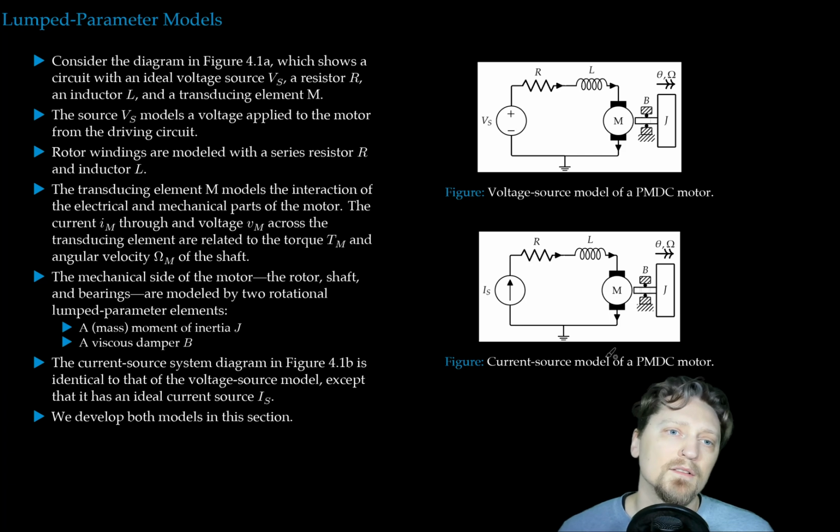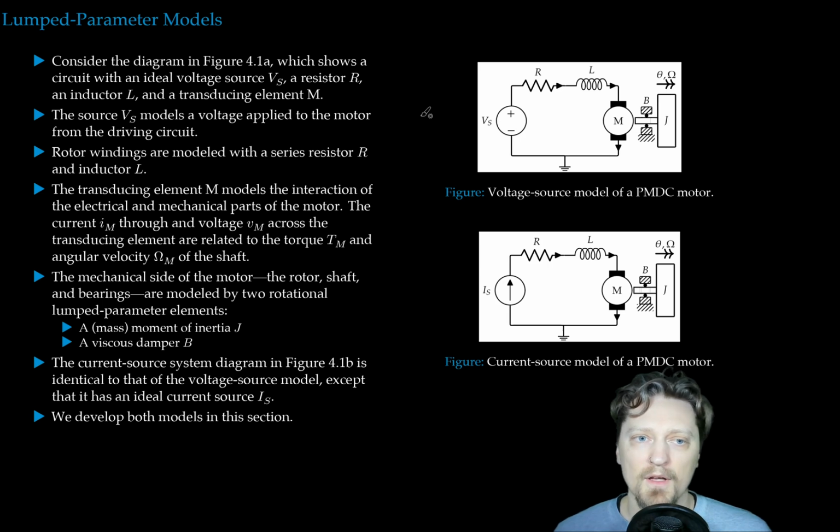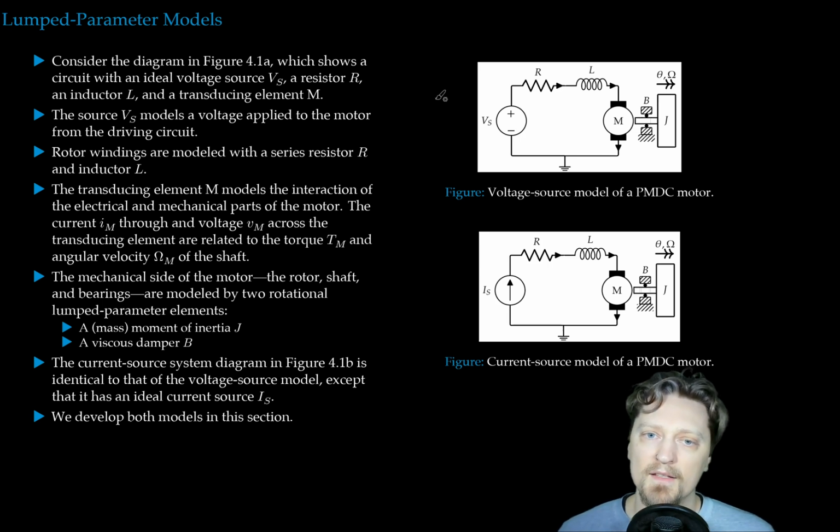Lumped parameter models. Consider the diagram in the above figure here, which shows a circuit with an ideal voltage source Vs, a resistor R, an inductor L, and a transducing element M. So here's the circuit. Here's our Vs, voltage source, resistance, inductance, and the transducing element M. The source Vs models a voltage applied to the motor from the driving circuit. Rotor windings are modeled with a series resistor R and inductor L. So these model the windings of the motor.